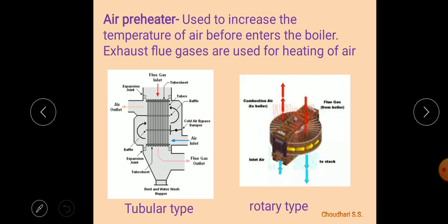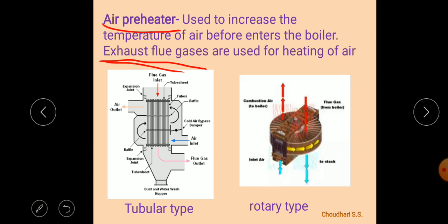Next, lastly we are seeing the air preheater. The air preheater indicates preheating of the air before it is supplied to the furnace. Instead of supplying cold air to the furnace, we are preheating it. For preheating the air, again exhaust flue gases are used, so waste heat is utilized. The air preheater is normally provided after the economizer, because more heat is required to raise the temperature of water. Initially the economizer is provided in the flue gas path, and the air preheater is provided after the economizer.